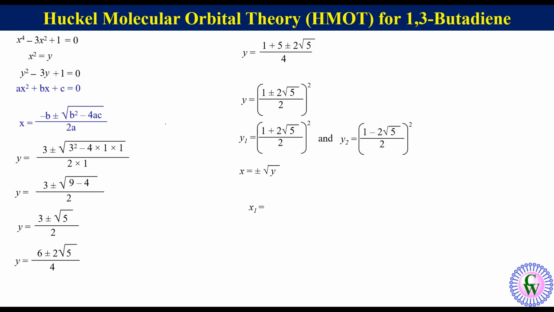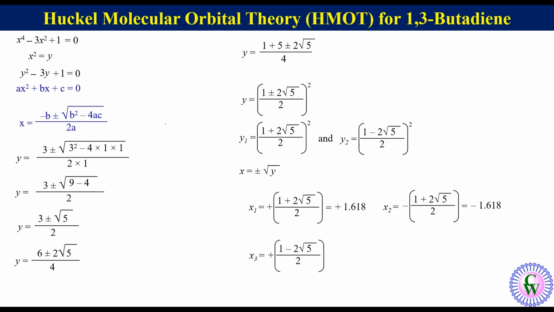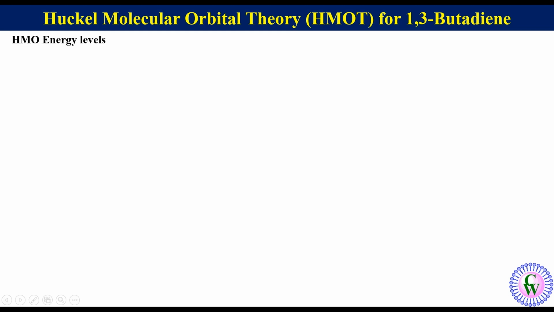x1 is equal to plus 1 plus 2 root 5 upon 2 is equal to 1.618. x2 is equal to minus 1 plus 2 root 5 upon 2 is equal to minus 1.618. x3 is equal to plus 1 minus 2 root 5 upon 2 is equal to minus 0.618, and x4 is equal to minus 1 minus 2 root 5 upon 2 is equal to plus 0.618.